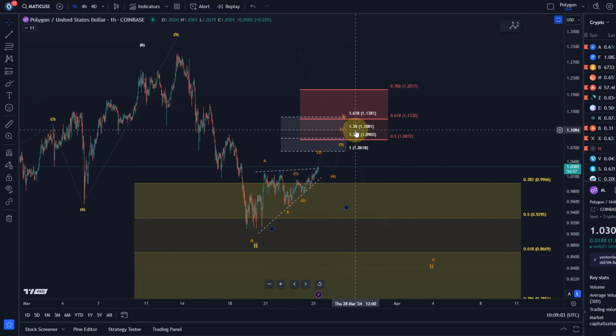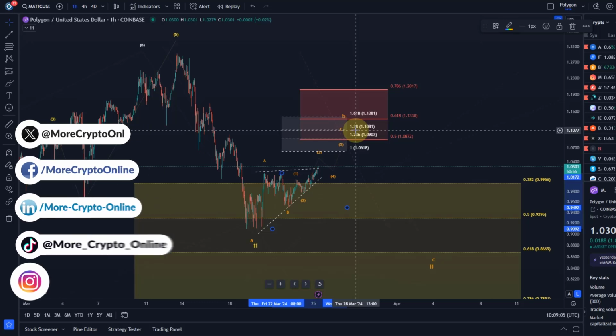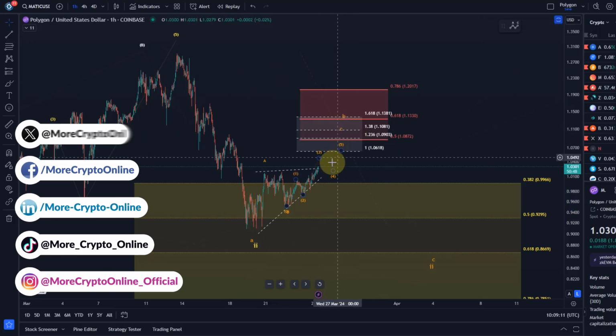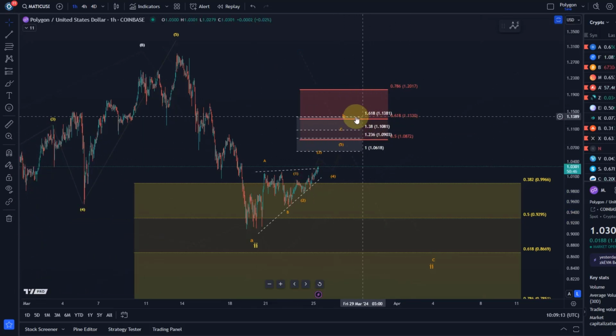MATIC, like many other coins, is currently following that proposed microstructure that we discussed yesterday. And we're likely forming that B wave, okay? So the resistance area was already communicated, I think, a few days ago. And we're currently working towards this area between $1.08 or 1.087 and $1.20.